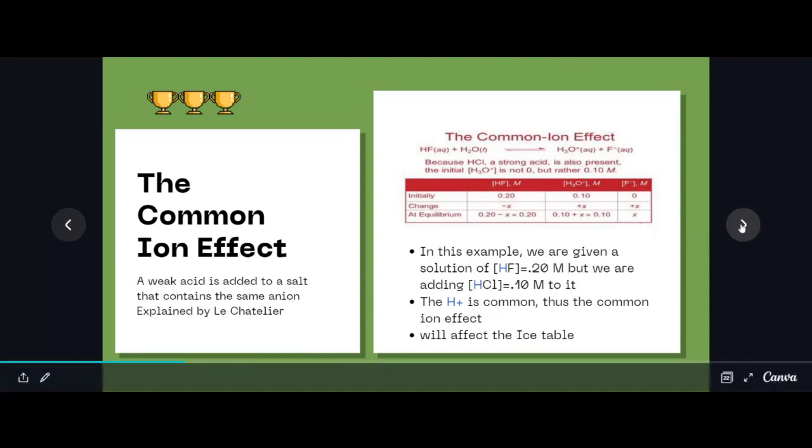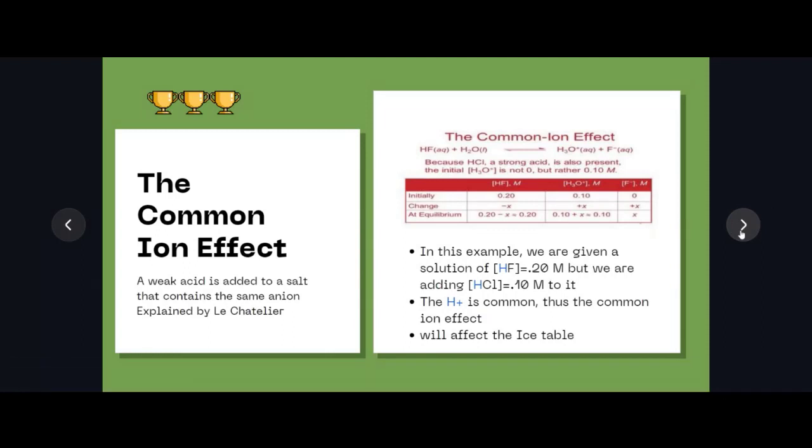But essentially, the way to problem solve for these is that you have your regular ICE table, but sometimes you may have more than one reactant in your initial row. So it's really important that you account for that instead of saying there are zero quantities for H plus or F minus. That's not the case, because since you're adding HCl, which is H plus, is common, it changes your ICE table value.